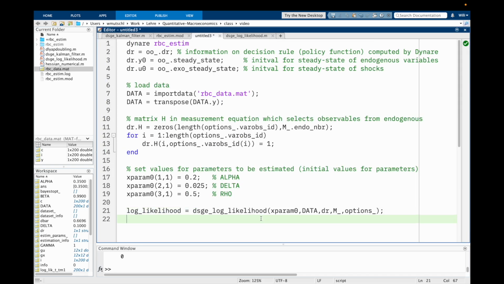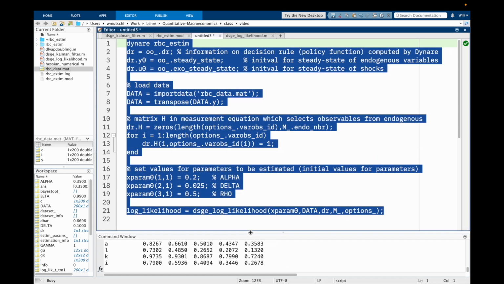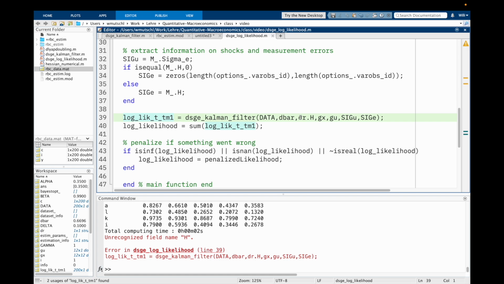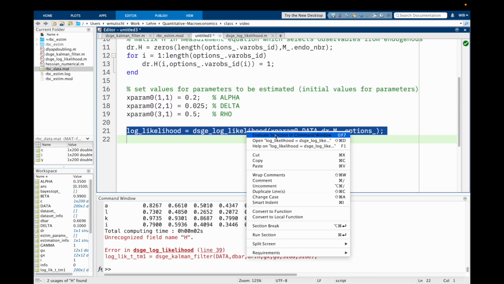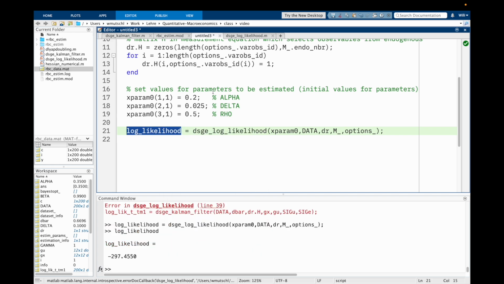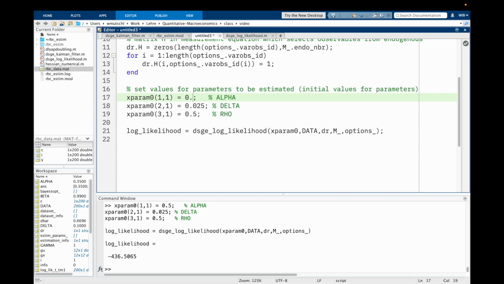Let me go back to my script right here. Let me see whether I'll get errors. Yeah, here I simply pass on the H matrix. Okay. So let me rerun it. And I have computed the log likelihood. I can now play around. So let me put this to 0.5. What is the log likelihood value there? Okay, great, 0.1.